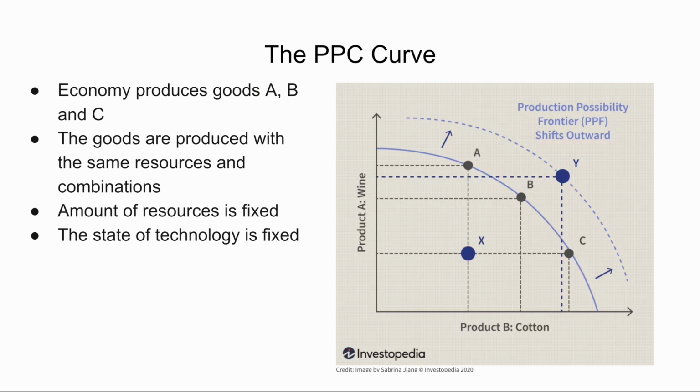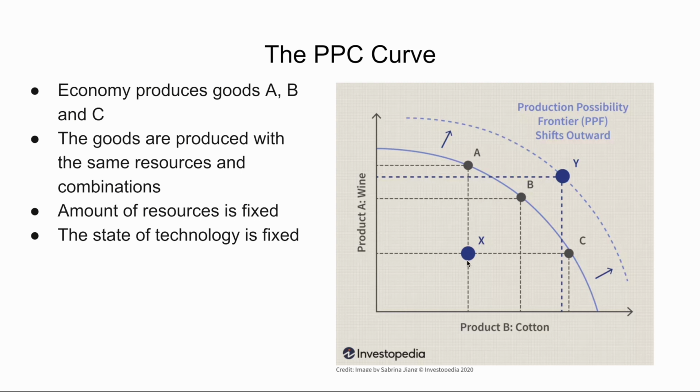And also, one of the assumptions to the PPC curve is that the amount of resources here is fixed. So you won't see any changes of resources when we're looking at this PPC curve. It's stagnant, it's fixed. The state of technology is also fixed when we're looking at this graph as well. These are two crucial assumptions that you should address when you're looking at your PPC curve, for example, in your paper twos, your paper ones, and your discussion and evaluation questions.